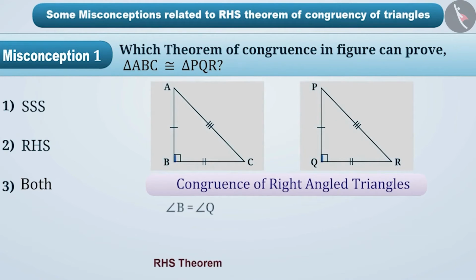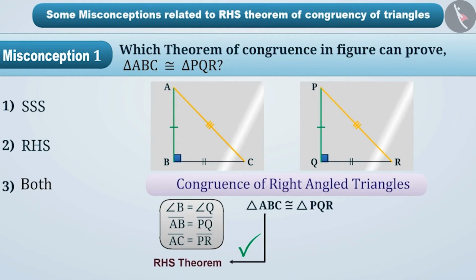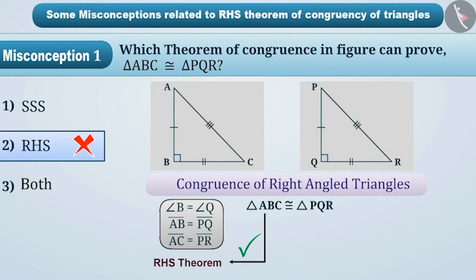In both the triangles, the right angles are equal. One arm is equal to the corresponding arm of the other triangle and also the hypotenuse is equal. Observing that the RHS theorem is being used here, with this understanding, they choose option 2 as the answer, but it is an incorrect answer.